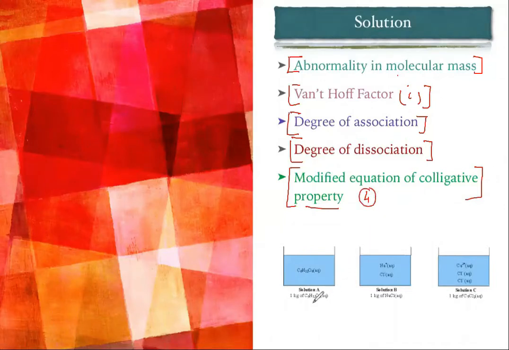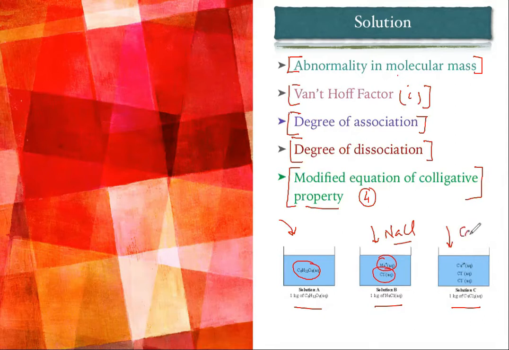Okay. So here is a picture. You can see 3 solutions are taken. First solution is 1 kg of glucose. Second is 1 kg of NaCl. And third one is 1 kg of CaCl2. Now the point of observation is 1 kg of glucose will remain as 1 kg in the solution, whereas 1 kg of NaCl has dissociated to 2 ions. One is Na plus and one is Cl minus. Similarly, you can see this observation, 1 kg of CaCl2 has dissociated to 3 ions, one Ca2 plus and 2 Cl minus.